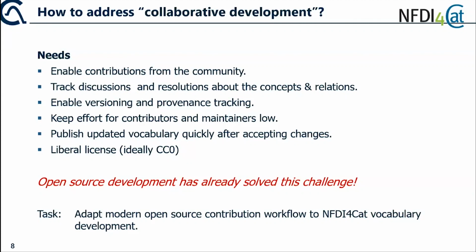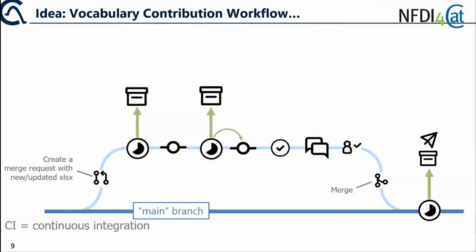it's not applied everywhere to SKOS, maybe to ontologies in OBO Foundry, but not so much in the linked data world. And so our goal was to adapt the modern contribution workflow from open source projects to the NFDI4Cat vocabulary development. So I will just show the workflow that we created. There are a few existing workflows, but they differ. So I don't want to comment on all the other versions or tools that are available, but just stress what we do.